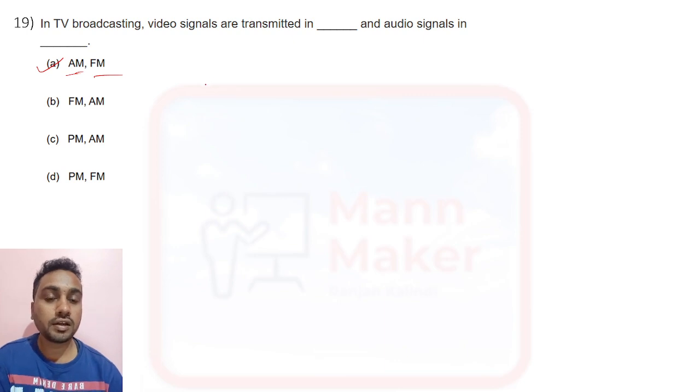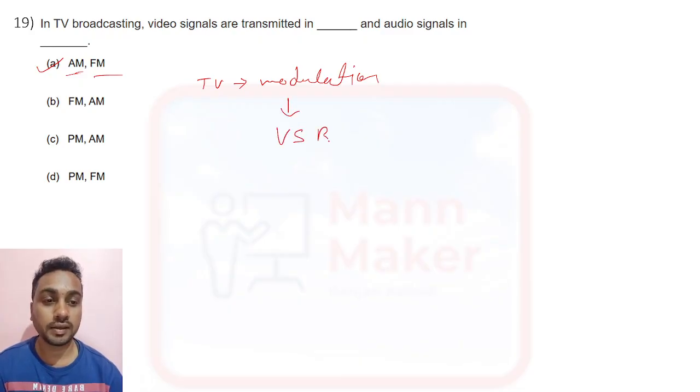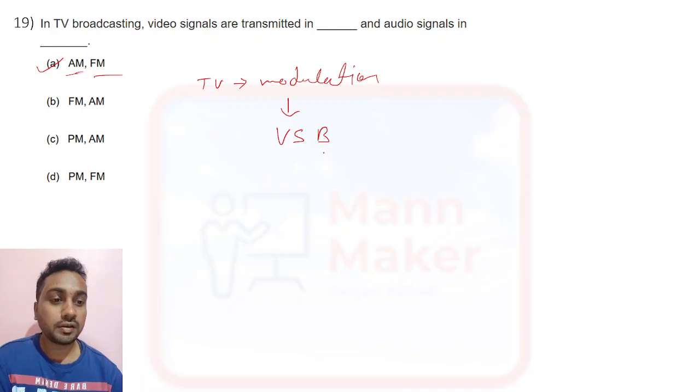One more question: in television, which modulation scheme is used? This will be VSB, vestigial sideband modulation. Okay, correct, VSB. So this is the answer for this question.